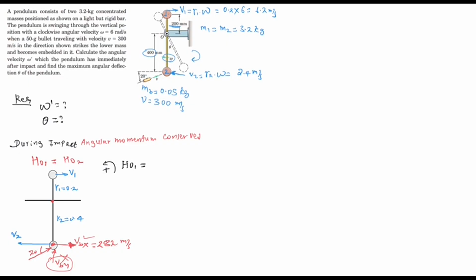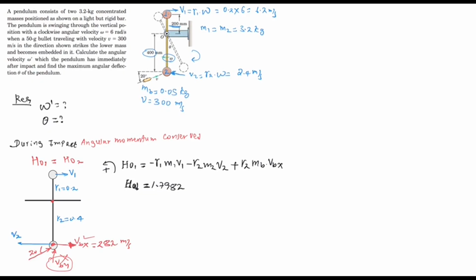So h01 is equal to negative R1 M1 V1 minus R2 M2 V2, and then plus R2 times the mass of the bullet times the velocity of the bullet in the x direction. We know all the parameters with numbers, so if we substitute all those numbers, finally we'll get h01 is equal to 1.7982. So this is just the angular momentum at O just before impact.